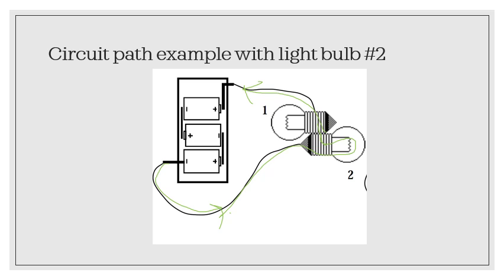It's going to go counterclockwise, but it's also going to go through only bulb 2. Bulb 2 will actually have light coming out of it, but bulb 1 will not.